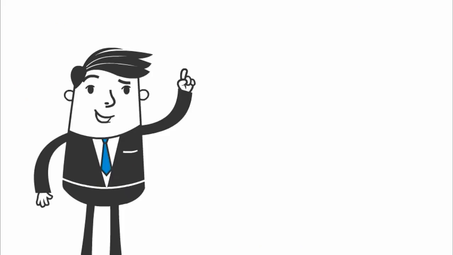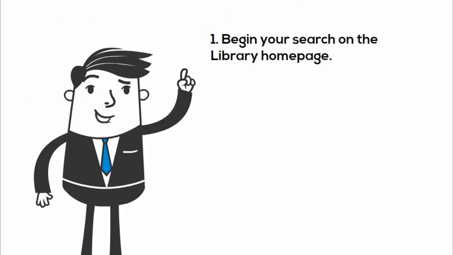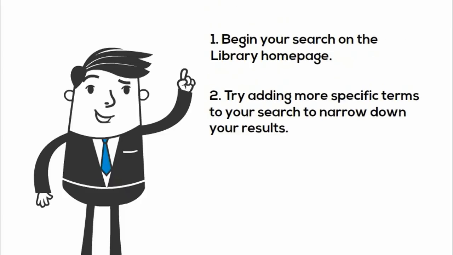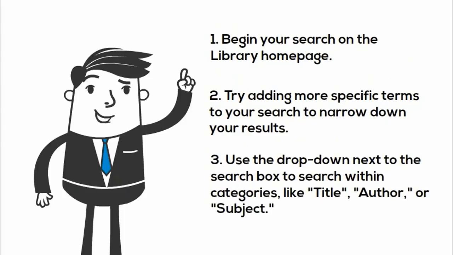So remember these basic steps. 1. Try doing a basic search right from the library's homepage to start. 2. Try adding more specific terms to your search to narrow down your results. 3. When you know you want a specific resource, use the drop-down next to the search box to search within categories like title, author, or subject.